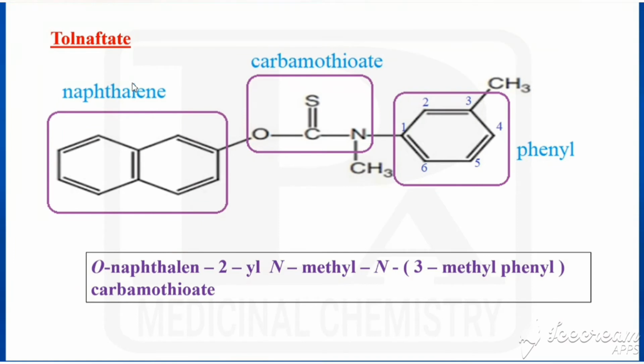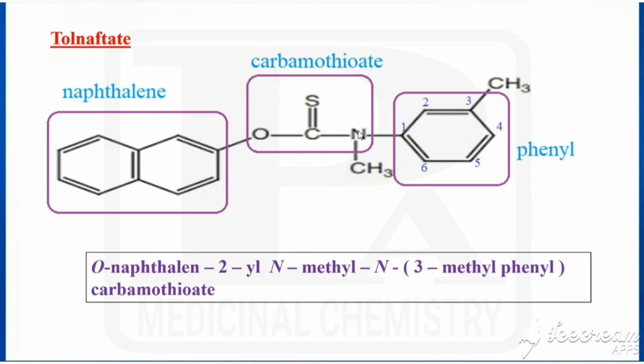Now we'll see the synthesis of tolnaftate. Before that, we'll see the structure of tolnaftate. Already we have seen, no? So tol means it is having toluene, naf means it is having naphthalene, and that is indicating carbamothioate. So what are all there? It is having naphthalene. One end is naphthalene, another end is toluene, that is 3-methyl-phenyl. So both are connected by means of carbamothioate.